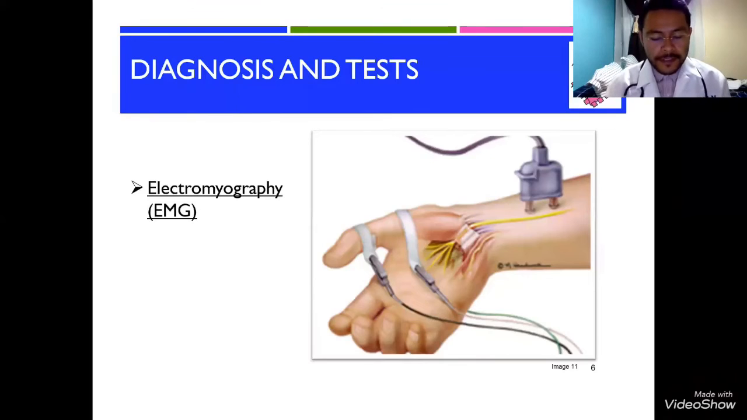For diagnosis, treatment, and prevention, the physical examination is very important to review these patients. The physician is going to press down and tap along the median nerve inside your wrist to see if it causes numbness and tingling in your fingers. Bend and hold your wrist in a flexed position to test for numbness and tingling in your hands.